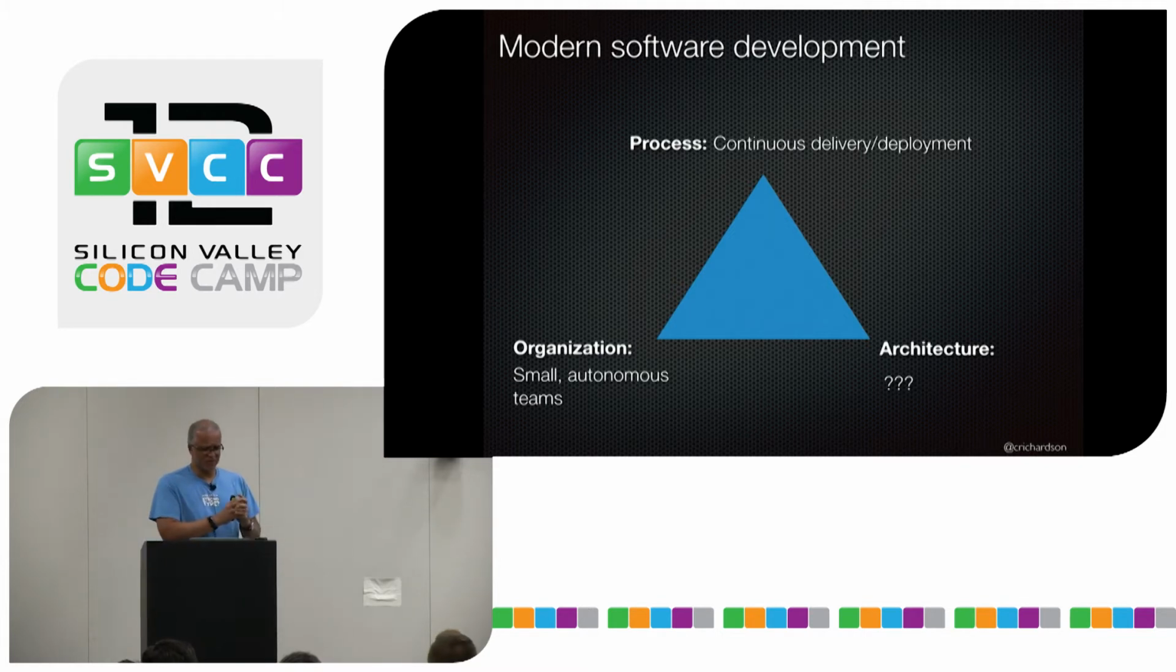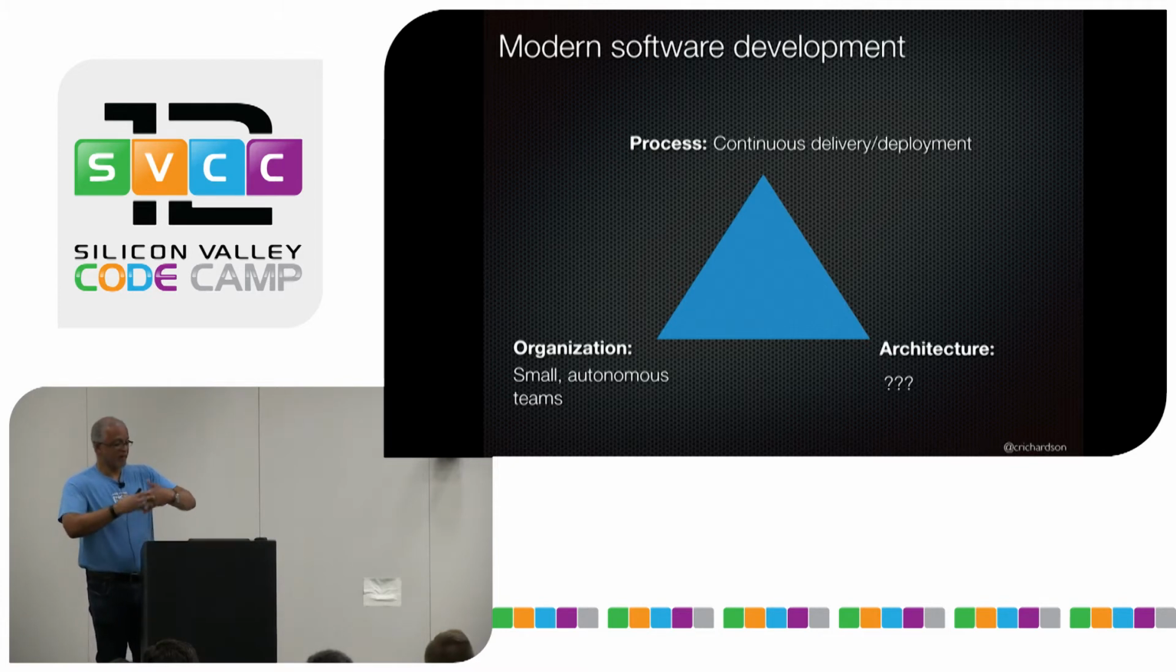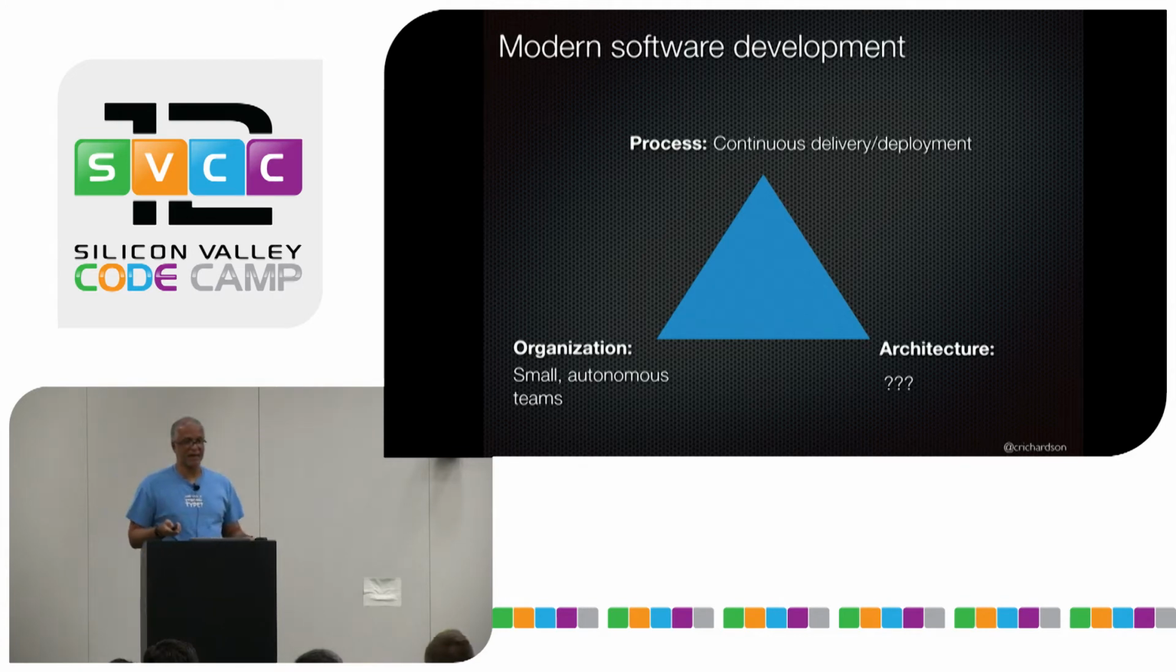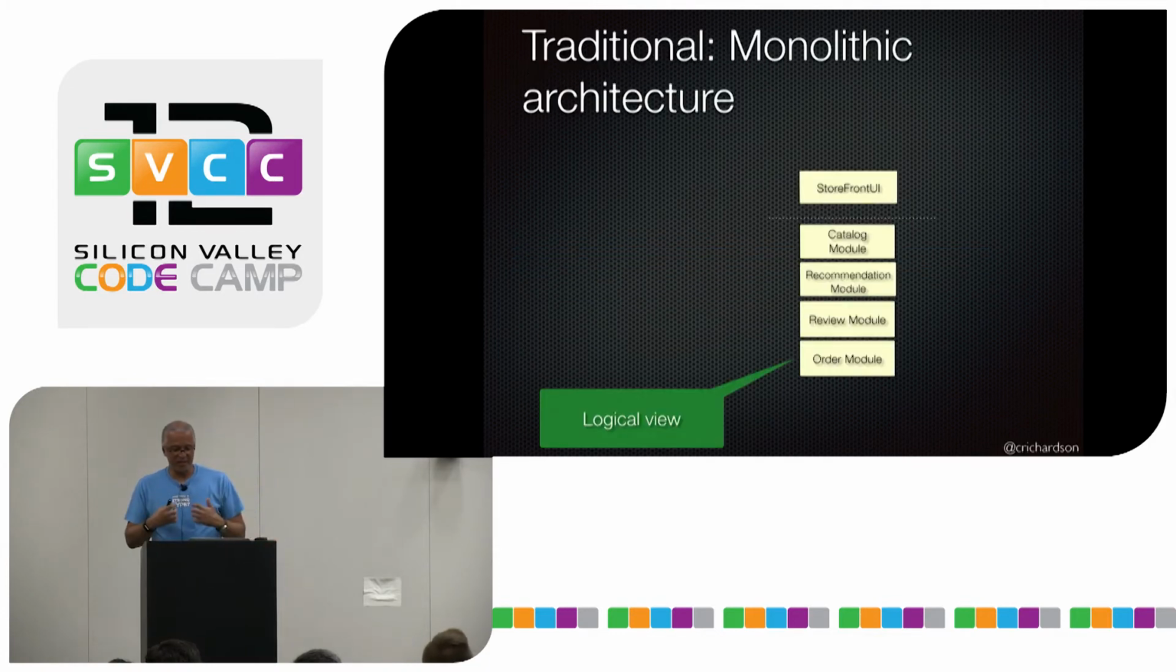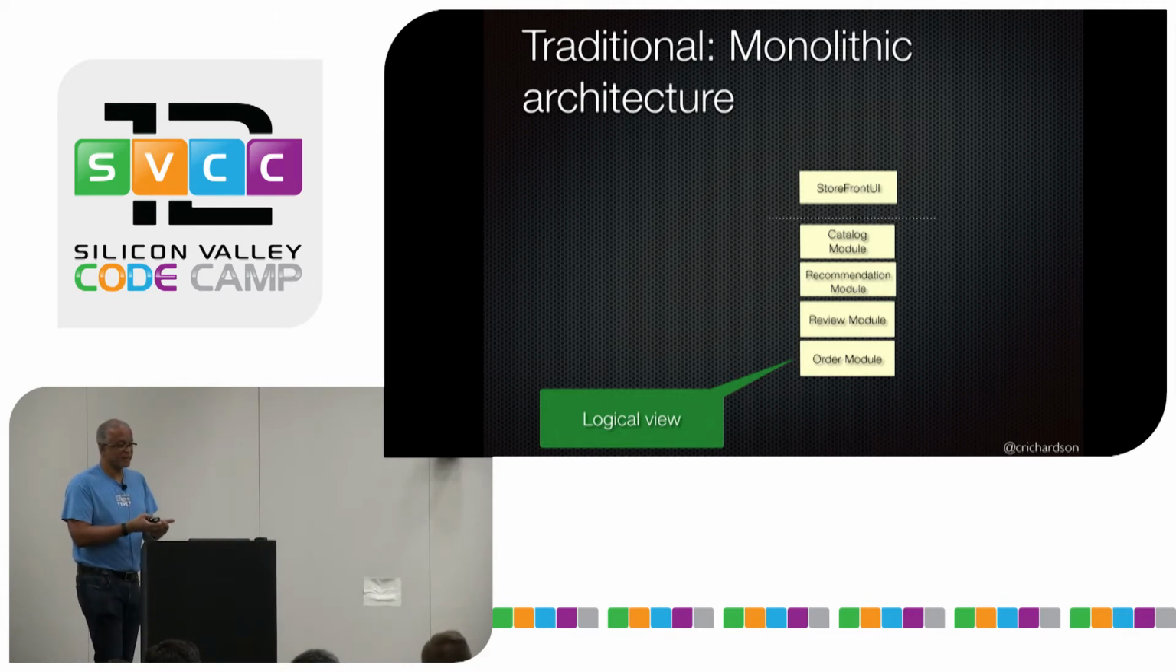Which turns out to be small autonomous teams, the so-called two pizza teams. And then you've got to have the right architecture that really enables those other two things. And that's where this whole monolithic versus microservice architecture comes into play. So if we look at the monolithic architecture, it works something like this, where from a logical perspective, the logical view of our software is likely to be layered and modular.